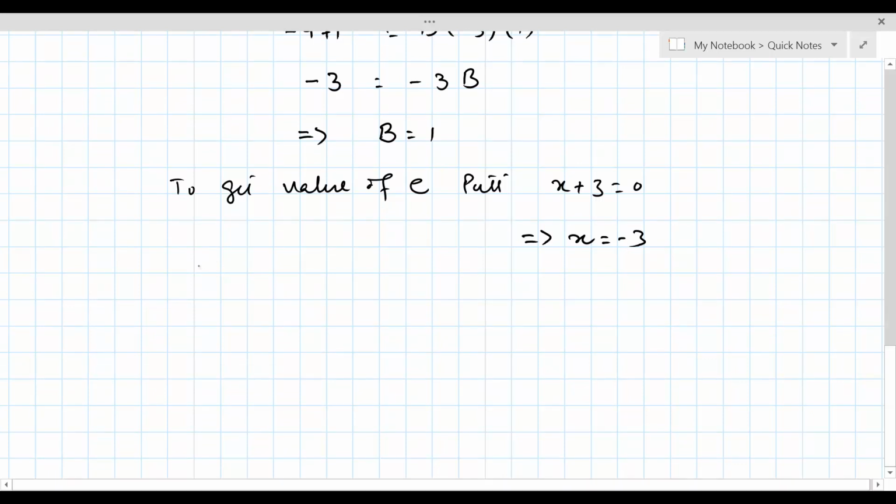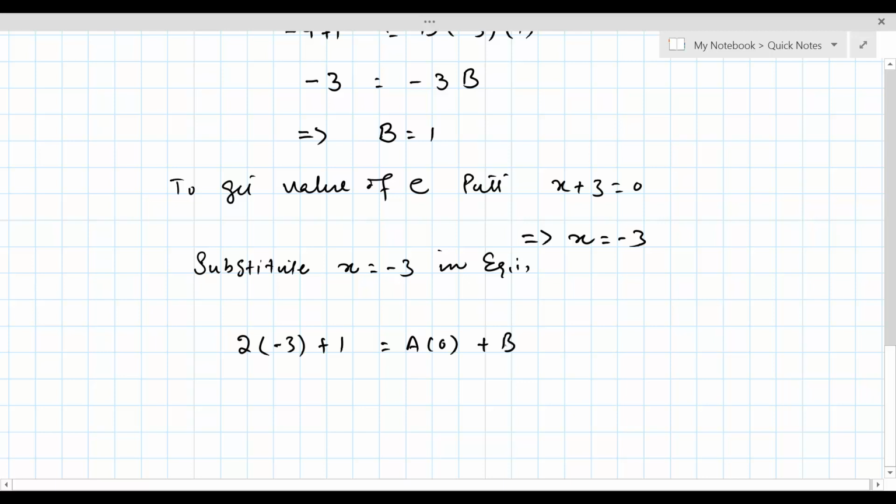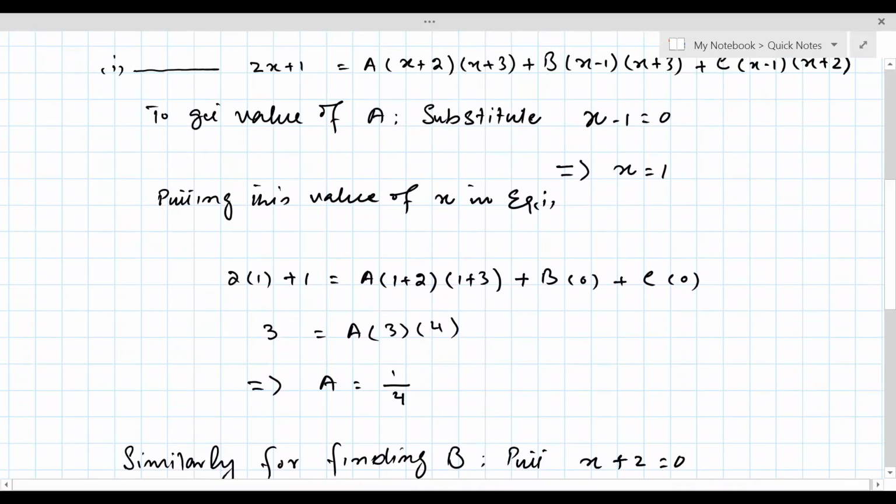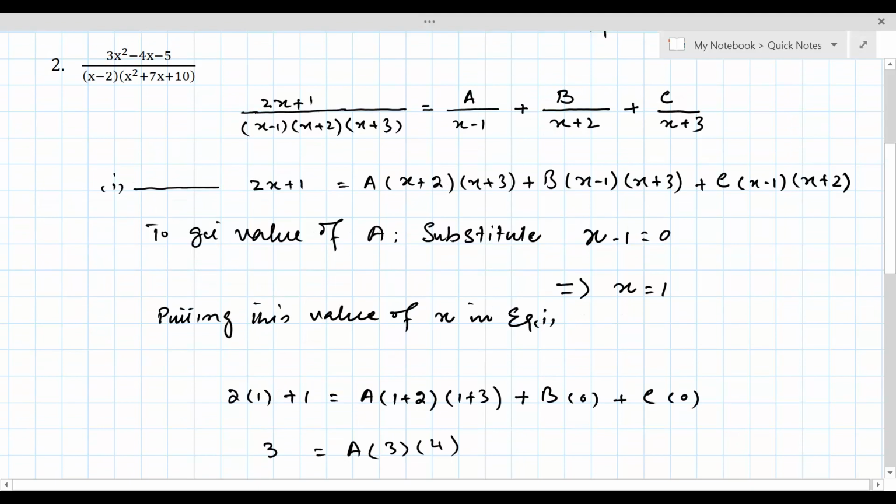So substitute x equal to minus 3 in equation 1, and this time this will become 2 times minus 3 plus 1 equal to a into 0, because this entire factor x plus 3 is present in a and as well as in b, plus b into 0 plus c, and in c we have, for equation 1, we have x minus 1 and x plus 2.